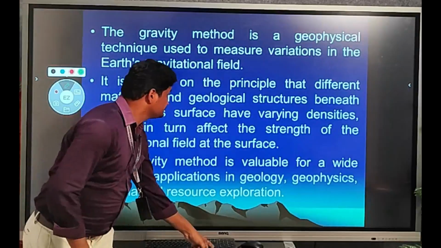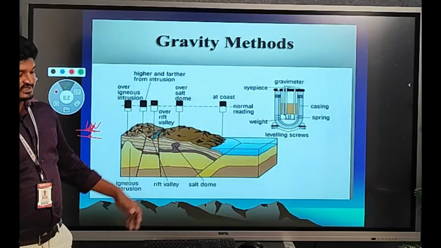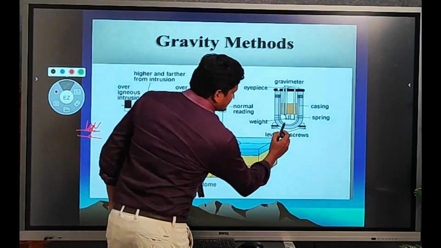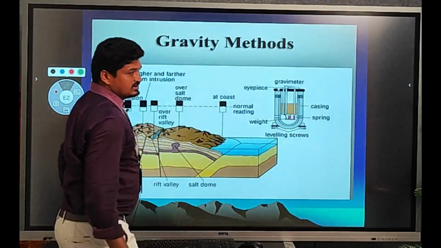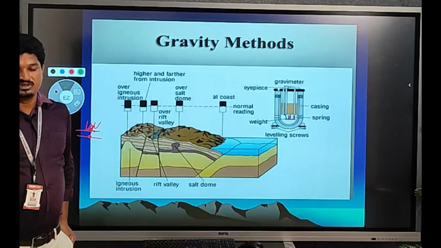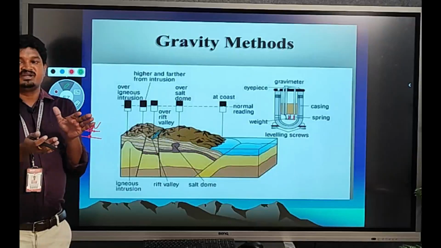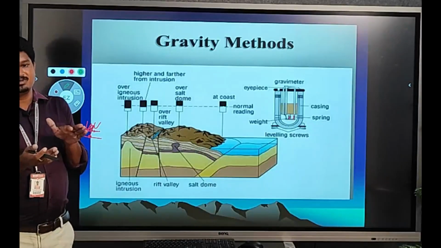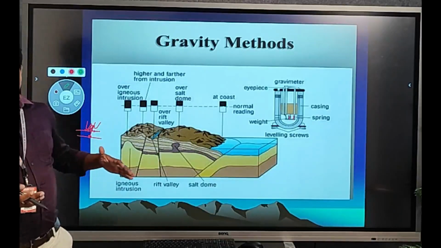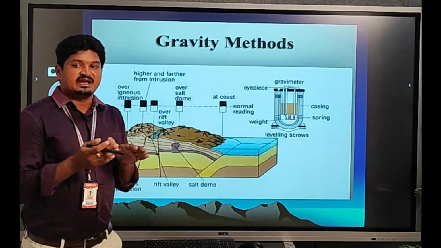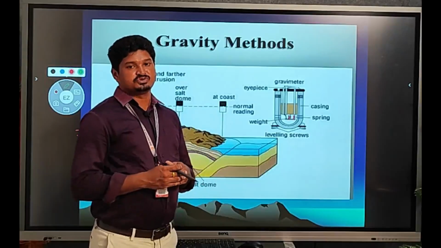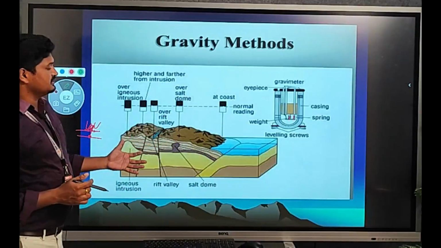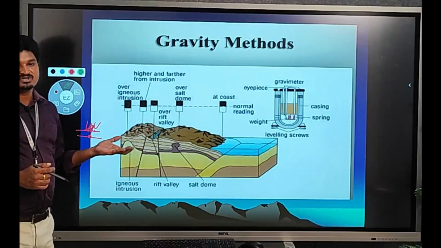I will show you that. If you look at that instrument, one is the positive anomaly and the other is the negative anomaly. The negative anomaly tells us that the material is of less density, so it shows less gravity. If there is a gravity-attracting mineral, it will show as a positive gravity material. So with this instrument, we are able to find out gravitational variations.